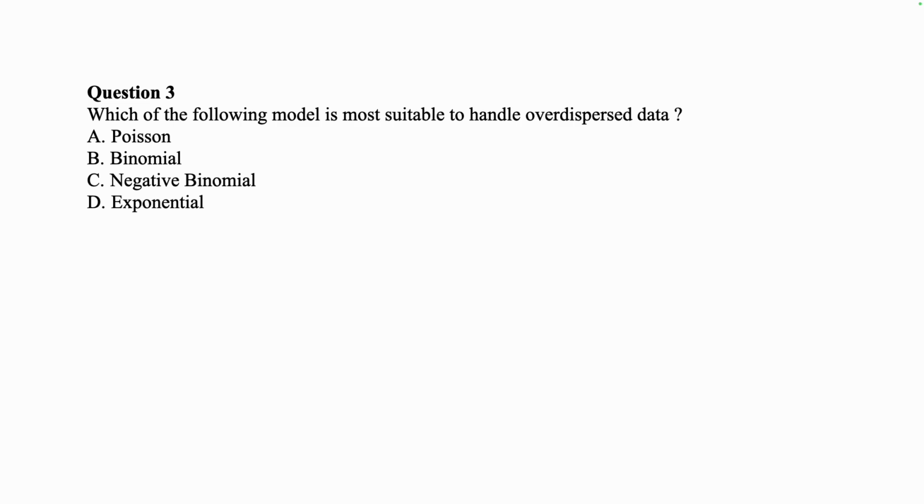Which of the following models is more suitable to handle overdispersed data? First is Poisson, second is binomial, third is negative binomial, fourth is exponential. For overdispersed data, it means the variance is greater than the mean value. So for this type of data, what sort of model should we use to handle overdispersed data?